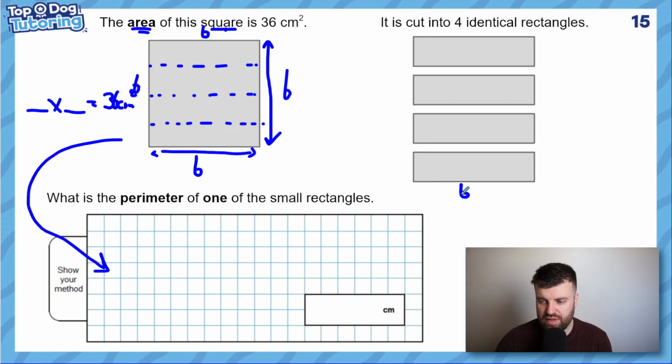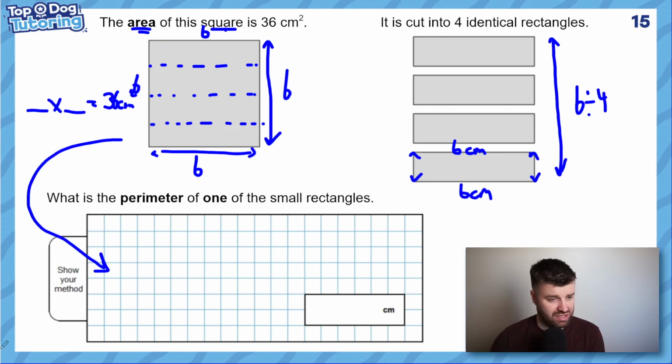Firstly, we know that this length is 6, which means the length across is also 6. So we've got those two sides. But what would the smaller sides be? Well, there's a way to work this out. You know the whole length of this side was a 6 before it was cut. We're going to do 6 divided by 4.